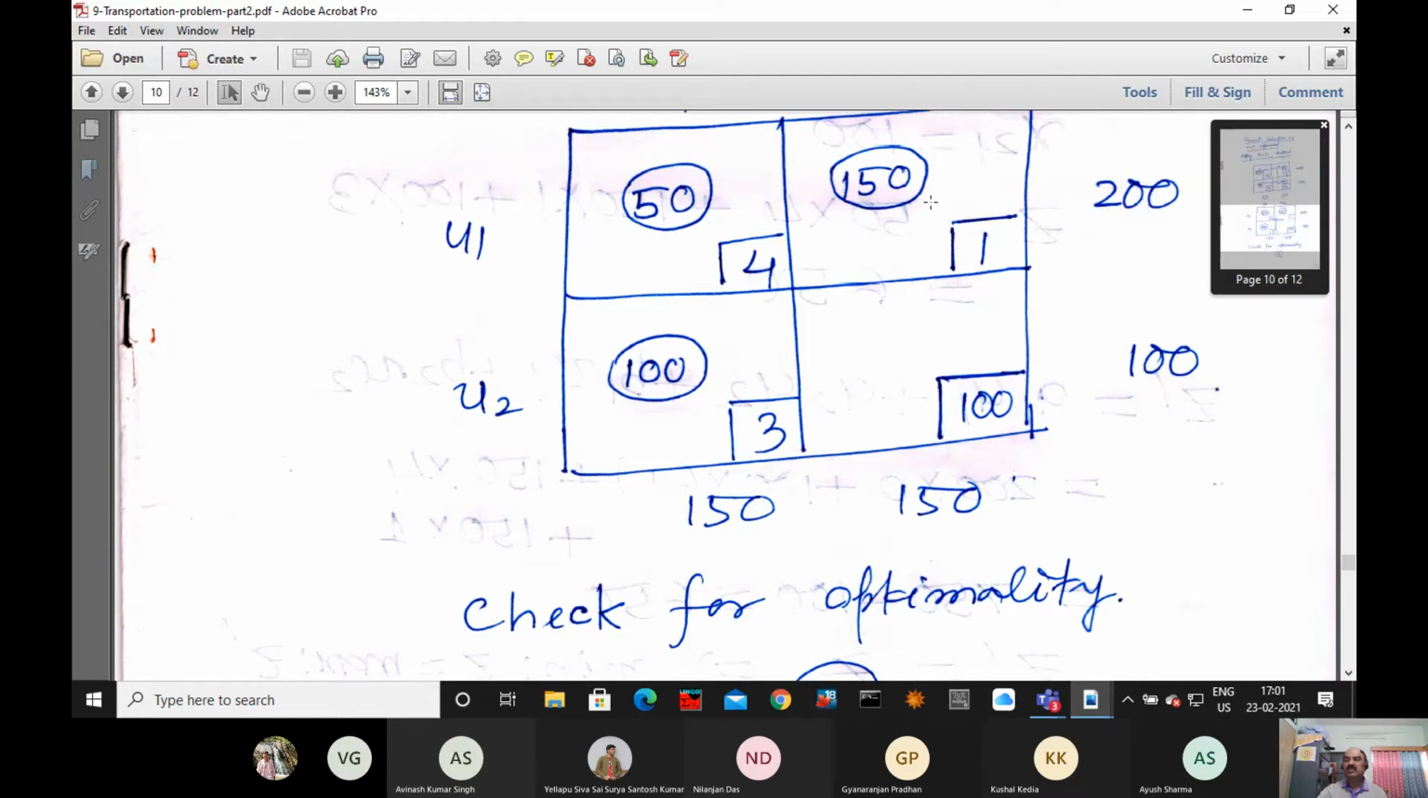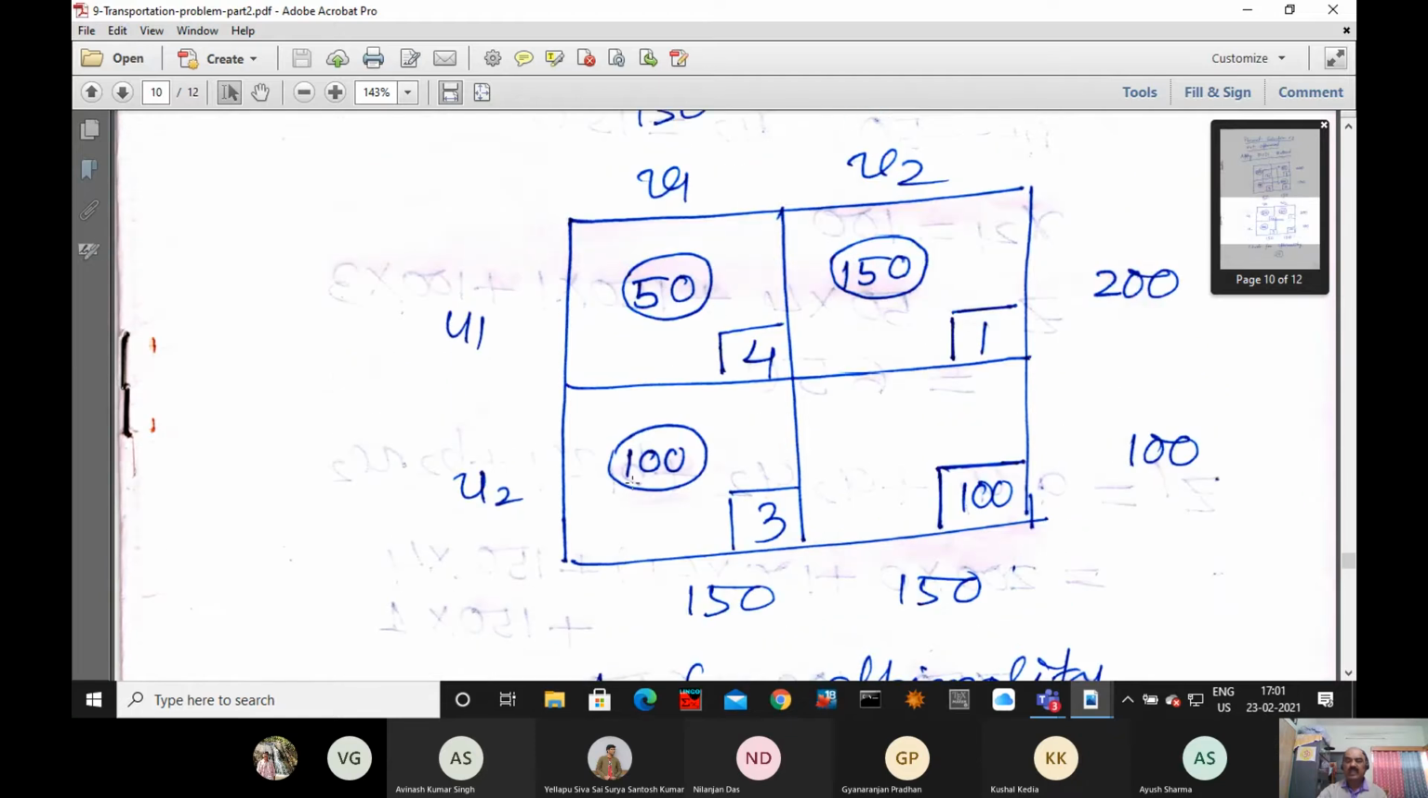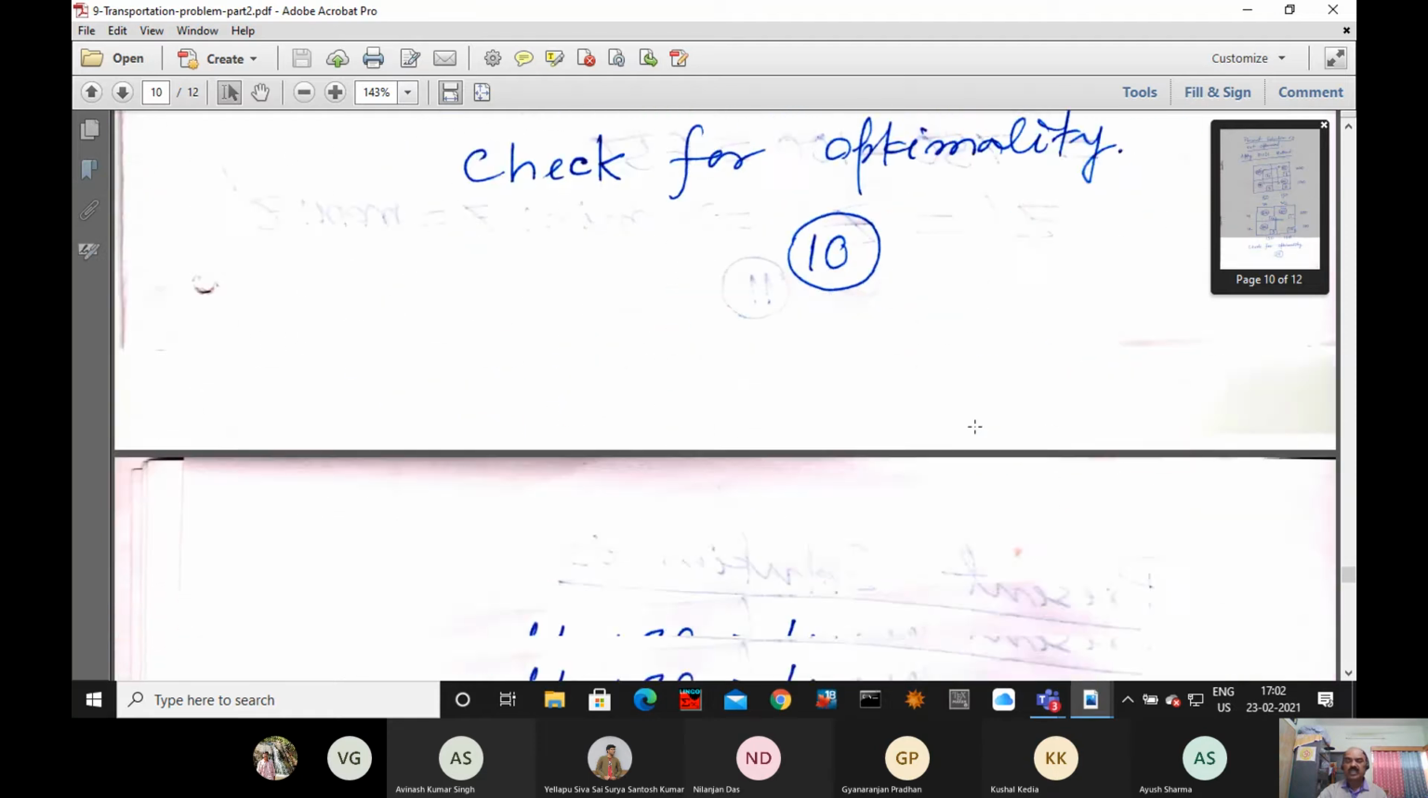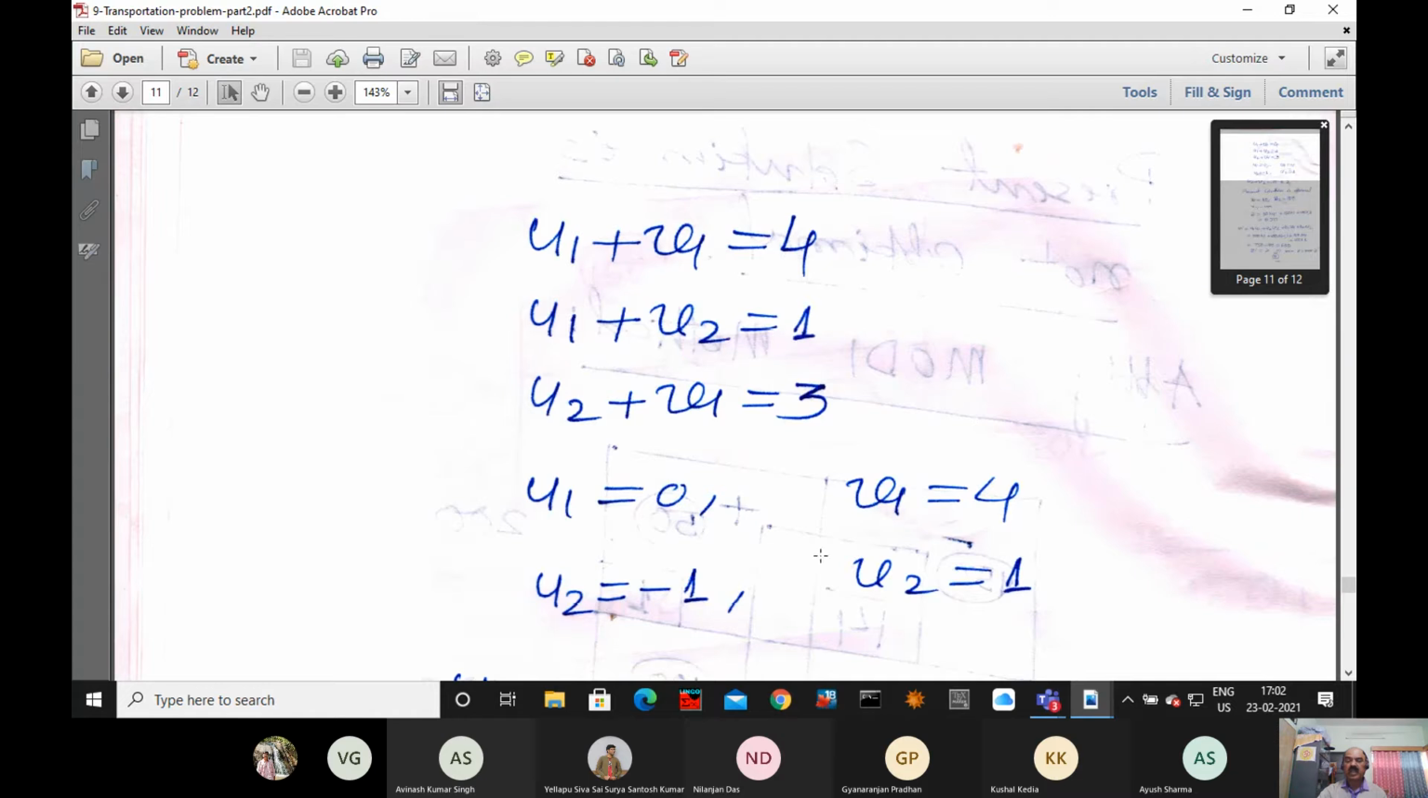Then U1 plus V2 equal to 1. Then U2 plus V1 equal to 3. U2 plus V2 equal to, that is not, we are not taking. So these are the three equations. If you calculate, it is coming U1 equal to 0, V1 equal to 4, U2 equal to -1, V2 equal to 1. This you calculate.